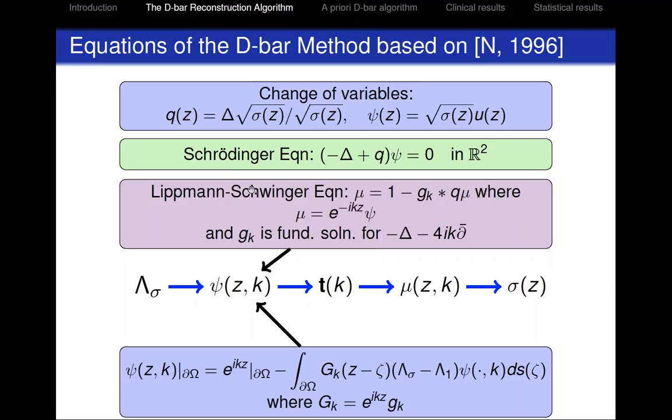So with this knowledge, though, we haven't tied anything into the measured data. You know, we said we can go from this step to this step through this change of variables, but that all requires knowledge of sigma, which is what we want to reconstruct. So these equations that I'm giving you are all from Nachman's 1996 proof, and he established this equation for psi on the boundary. So psi on the boundary is given by its asymptotic behavior, e to the i k z, minus the convolution of the Faddeev Green's function with this difference in our Dirichlet and Neumann maps applied to psi. And this also comes from the Lippmann-Schwinger equation for psi.